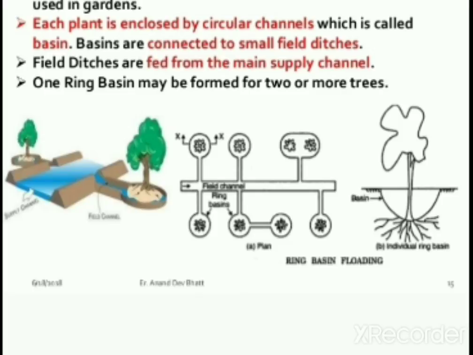Basin flooding is a special type of check flooding method. This method is usually used for frequently irrigated plantations, used by gardeners. Each plant is enclosed by a circular channel which is controlled. Basins are controlled with the field ditches. Field ditches are fed from the main supply channel. One ring basin may be formed for two or more trees.